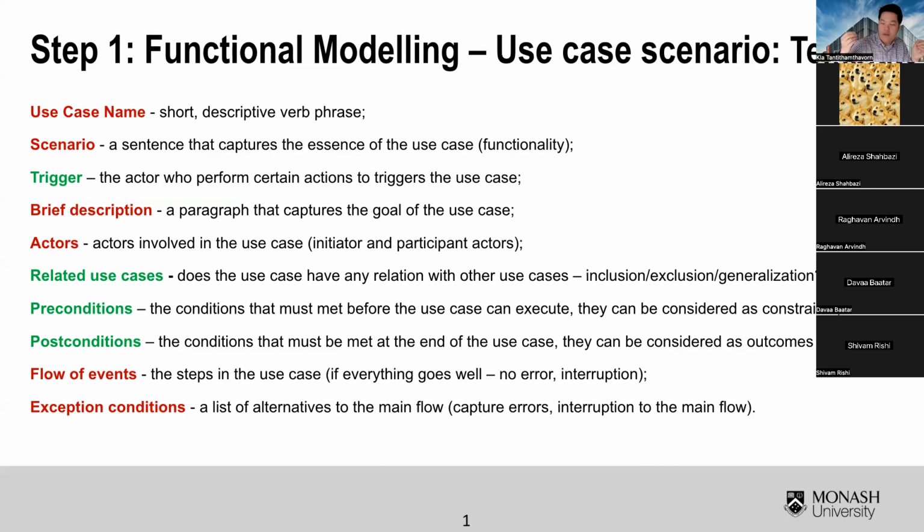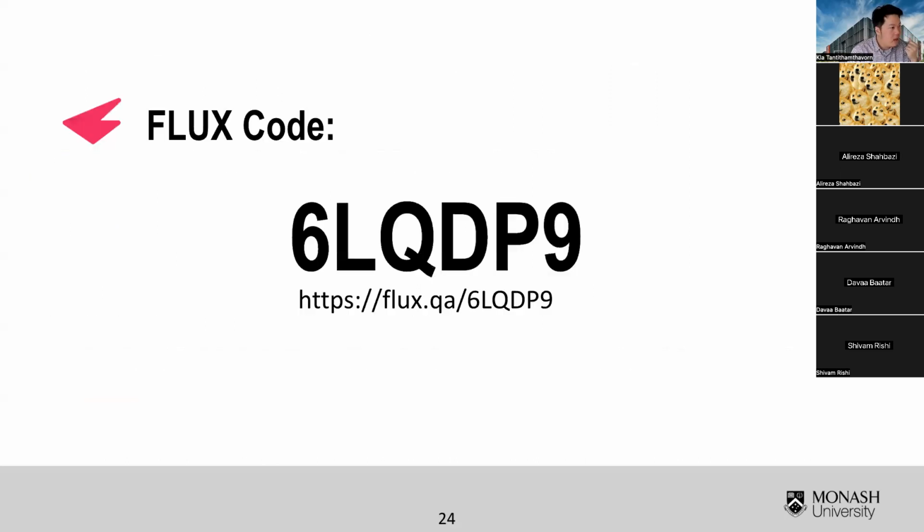We can use the three notations that we learned before, for example, inclusion, exclusion, and generalization. Are there any preconditions and post conditions? What are the flows of events? And what are the exception conditions? This is the basic notation that we normally use in the use case scenarios.